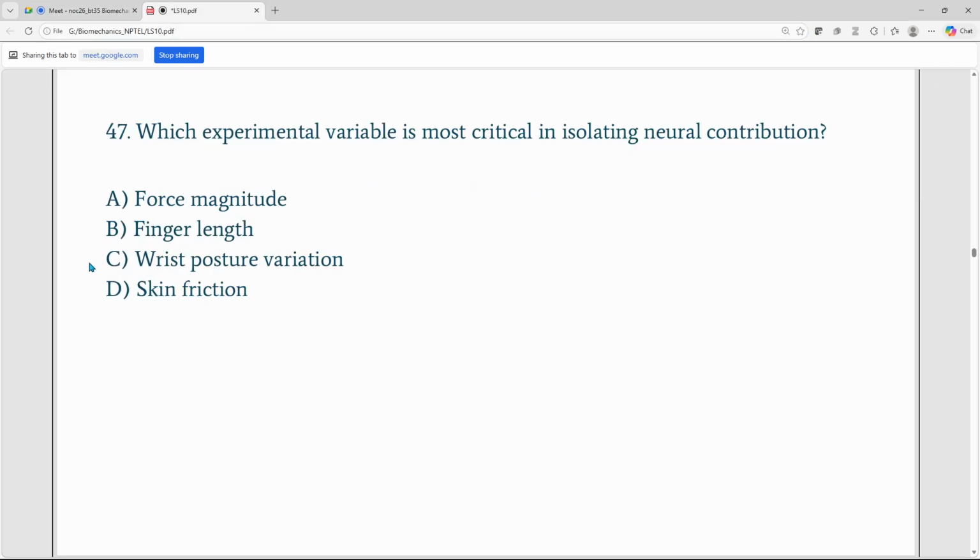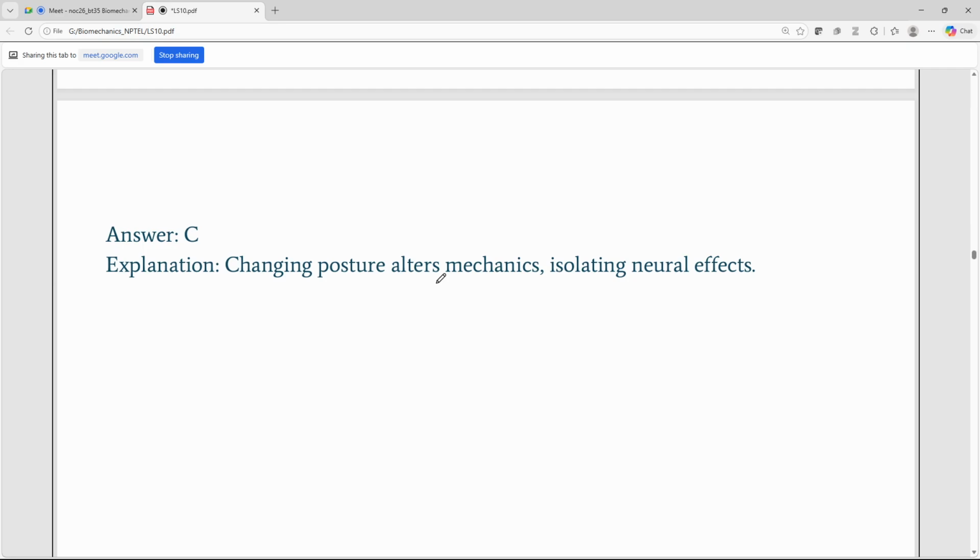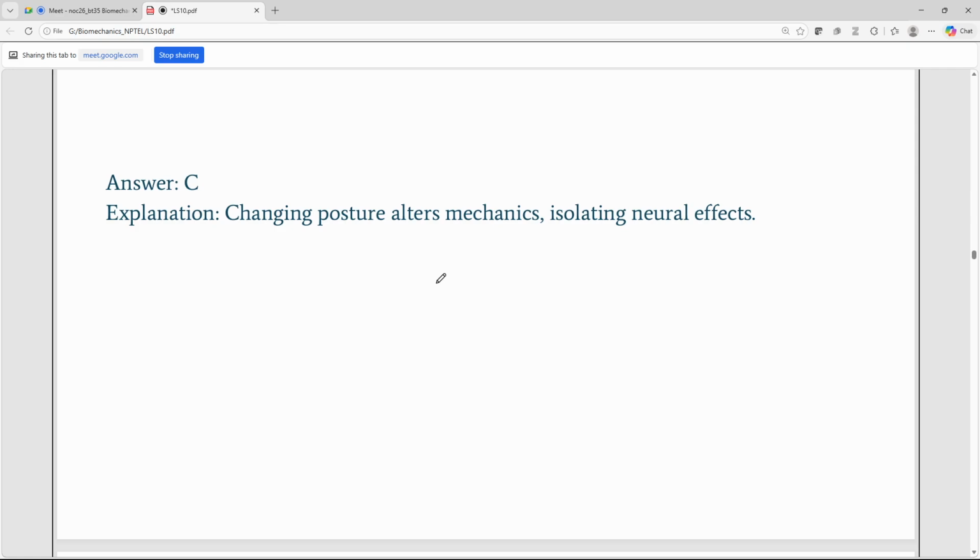Answer is option C, wrist posture variation. While changing wrist posture, it changes the mechanics, but the neural connections or neural firing remains unchanged. So it isolates the neural effects. So it was the experimental variable that was most critical in isolating the neural contributions.